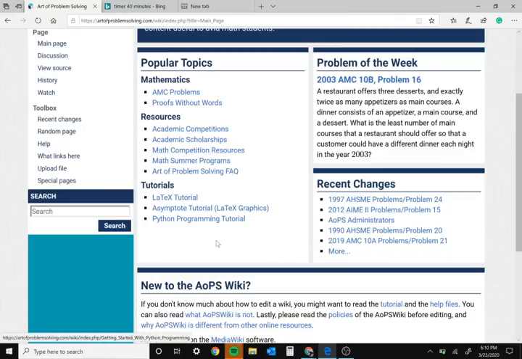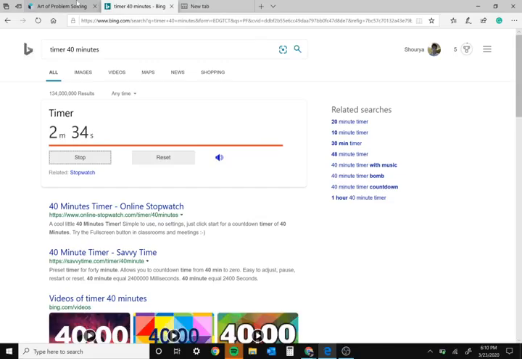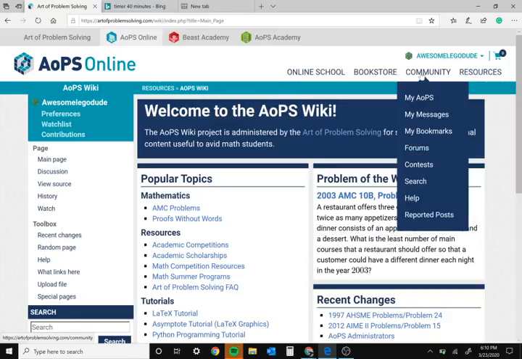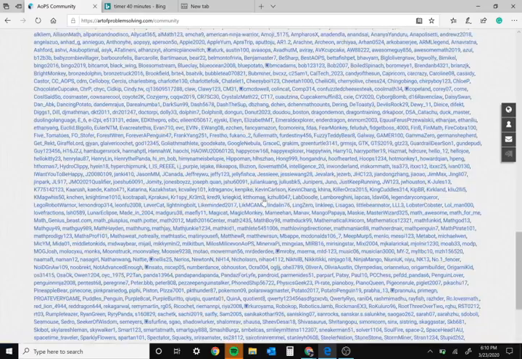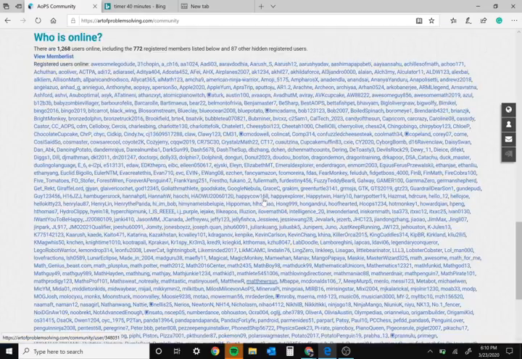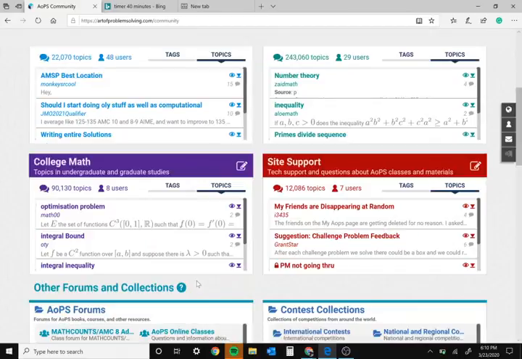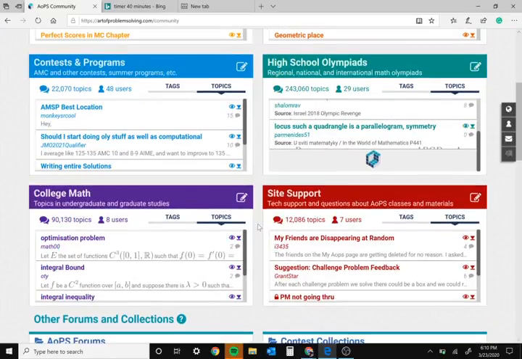Math competition resources. There's lots more math competitions. What else? AOPS news. These are just random games. You've got the forums where you can talk about math competitions and math with a huge community. Pretty epic. Look at this. These are the number of users that are online. Oh my god, there's so many. This is insane. Anyways, guys, you got your community. Look, you have middle school, high school, contest, Olympiad, site support, college math.